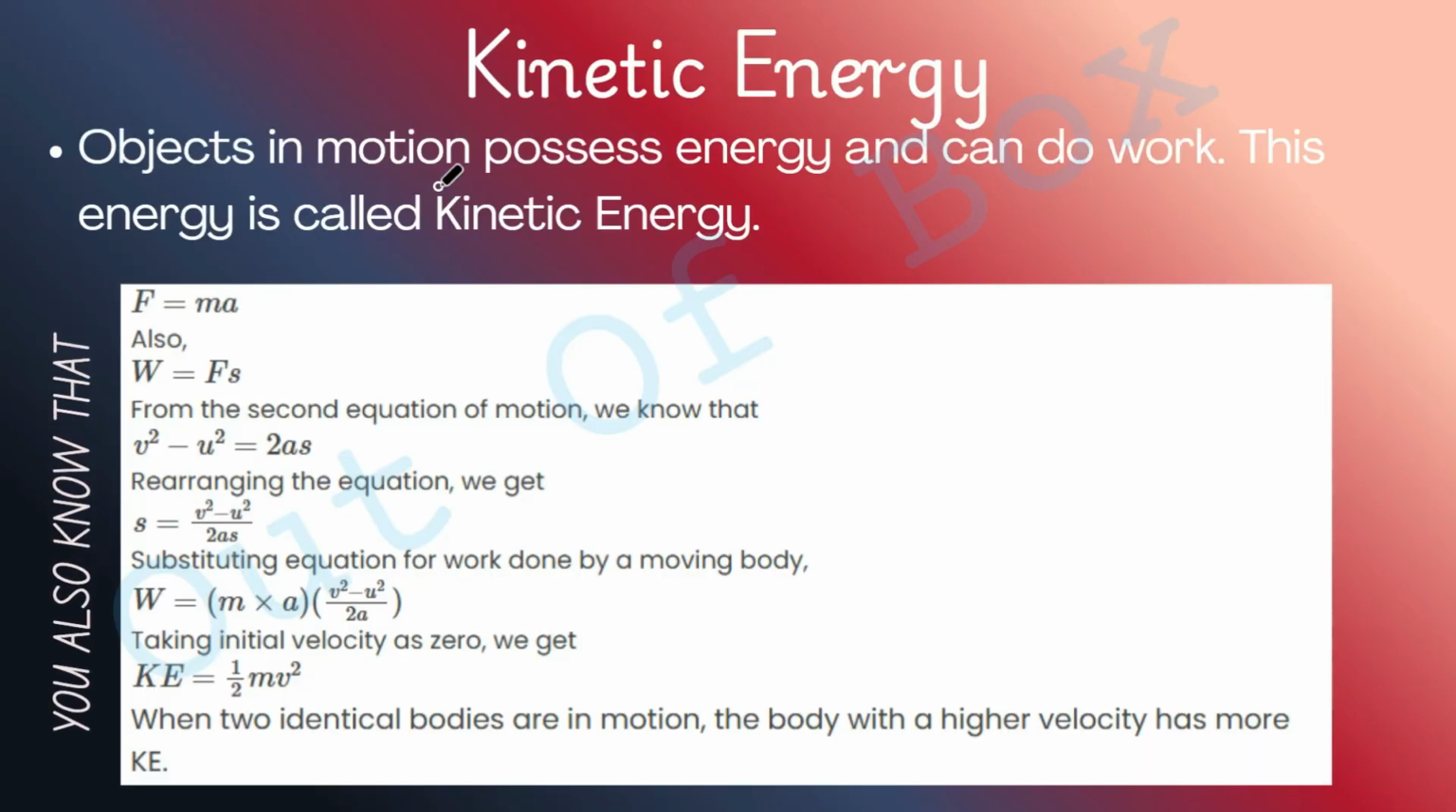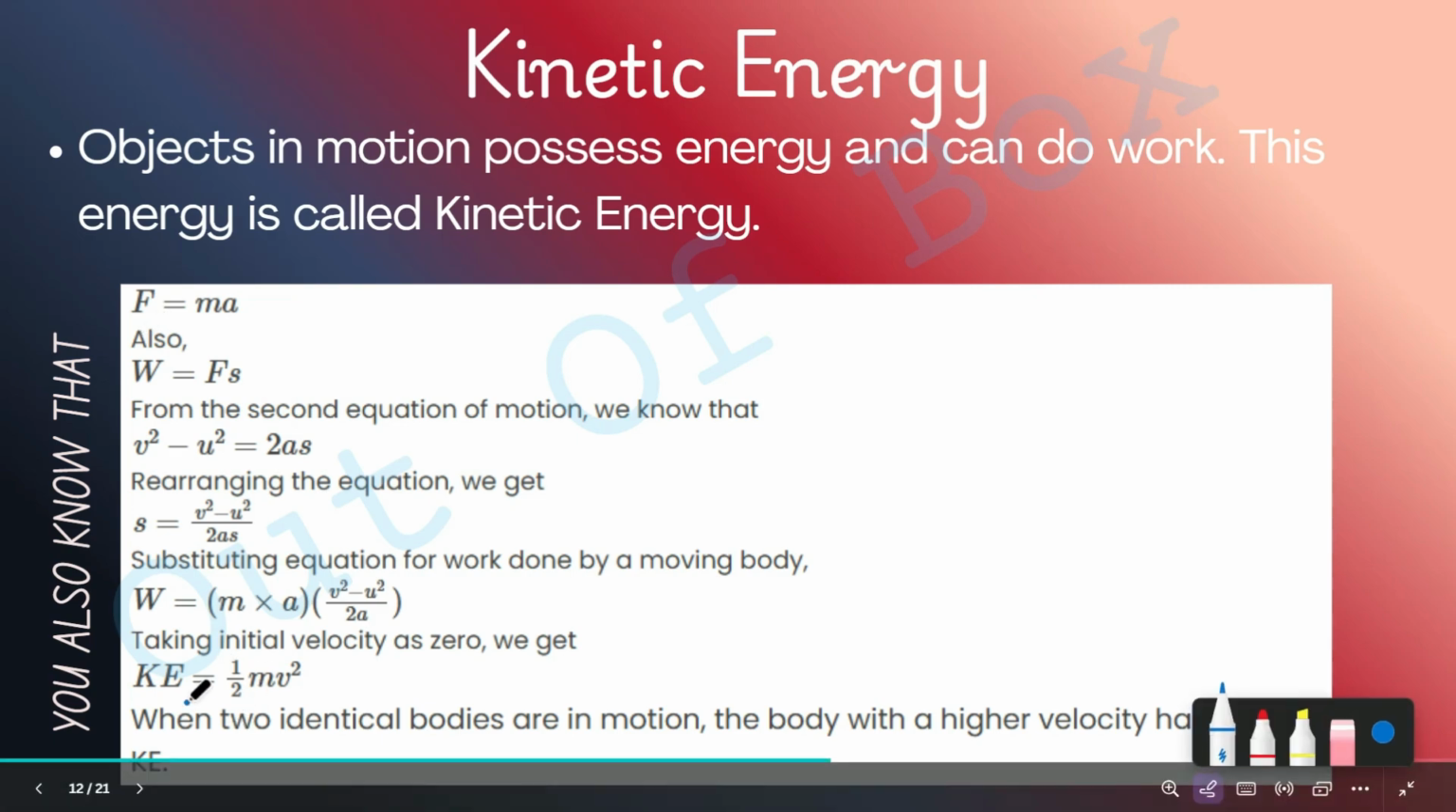So, first, kinetic energy. An object in motion possesses some energy and can do work. This energy is called kinetic energy. It means an object is in motion, and in motion there is an energy called kinetic energy. So, from scratch we will understand how the formula gets half mv square.